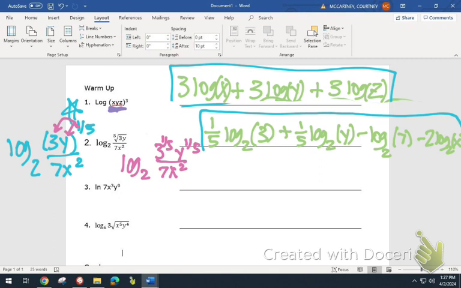I think we could probably do this one in our head pretty quick. Natural log of 7x to the 3rd, y to the 9th. There are no funky exponent rules we need to do. It's log base e, but you keep that as natural log. So natural log of 7, plus 3 times natural log of x, plus 9 natural log of y.